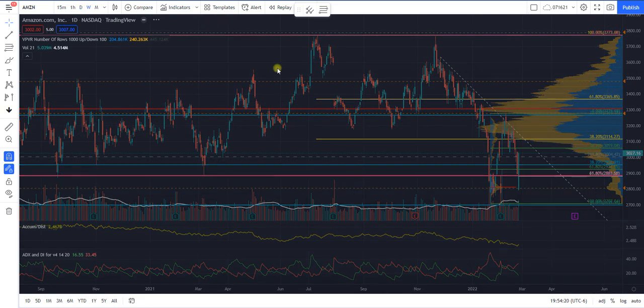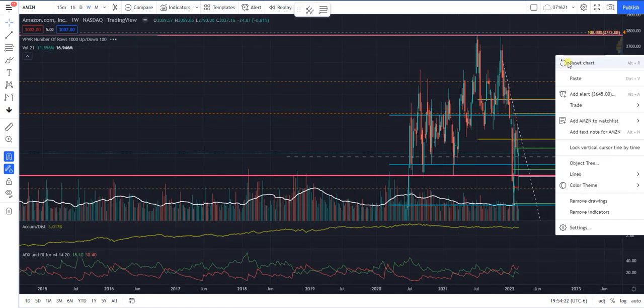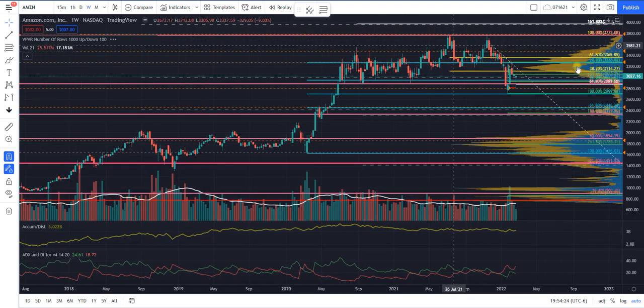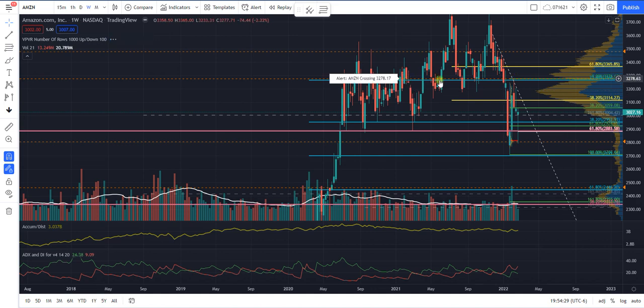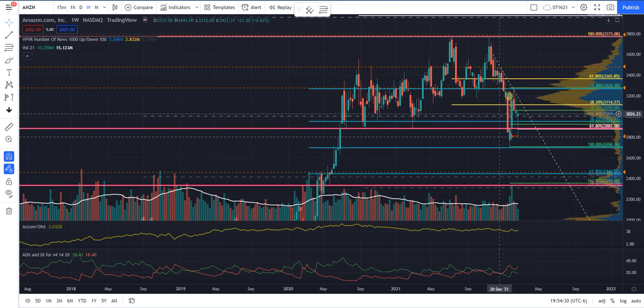Amazon's just really a mess. Apologies for all the weird lines. In short, Amazon was in this big box and it made a lot of volume. Then it broke out of the box, then it broke back into the box, and then it broke back out of the box again.